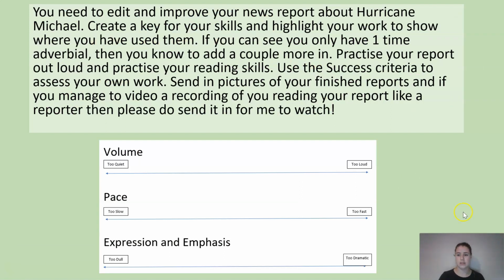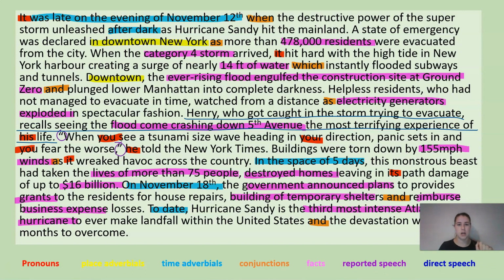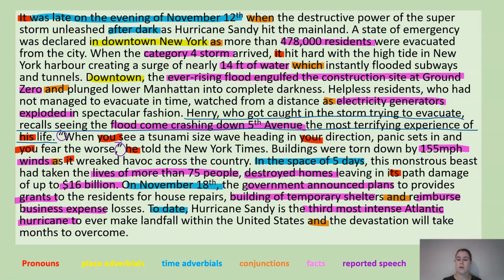Just like I did on the slide before, I created a coloured key at the bottom. So I know that I had to include pronouns, place adverbials, time adverbials, conjunctions, facts, reported speech, and direct speech, okay? Now, you might not want to include direct speech unless you are at school and have the possibility of interviewing somebody else who can make up for that reported speech. If you are at home and haven't got that opportunity to interview that person, then you can take the direct speech out, okay? That would be an additional part of what a news report would include.